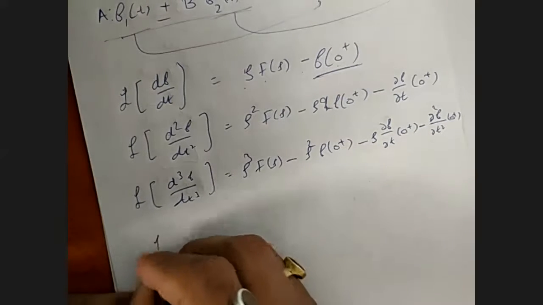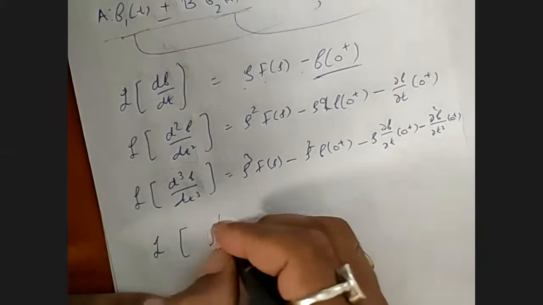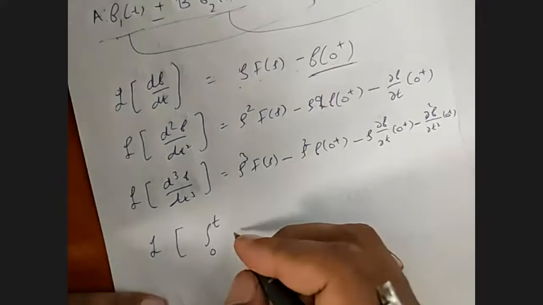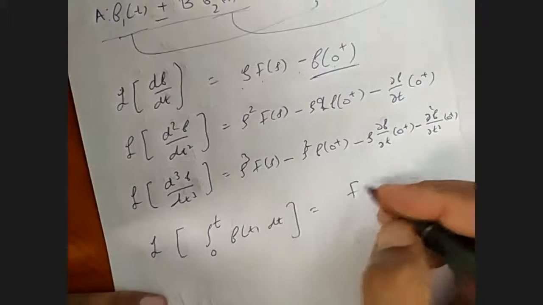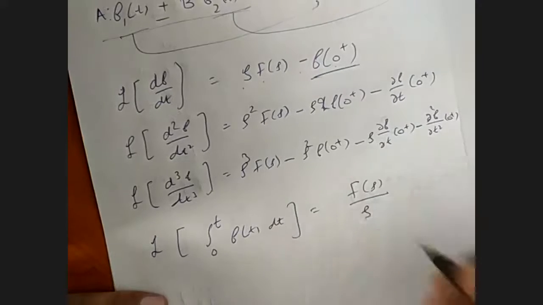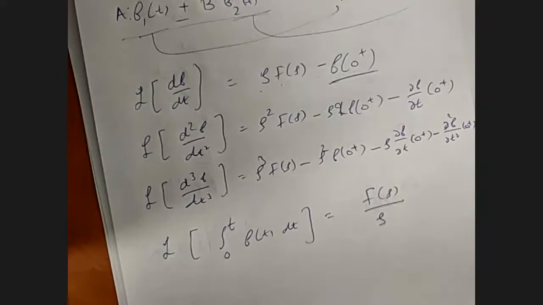Then the Laplace transform of any integration from 0 to t of f(t) dt is F(s) upon s. So when there is differentiation, F(s) multiplies by s, and when there is integration, F(s) upon s comes.